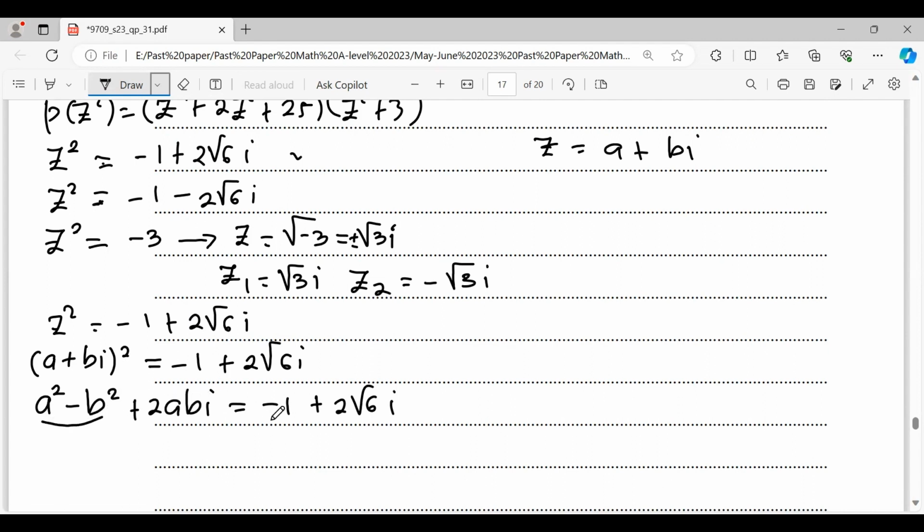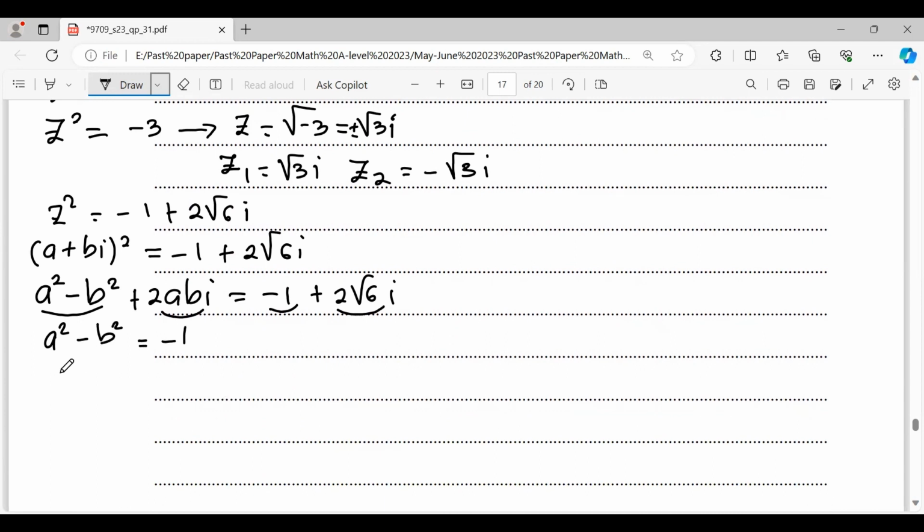a squared minus b squared equals negative 1, and 2abi equals 2 square root 6 i. Dividing both sides by 2 and by i, ab equals square root 6. If ab equals square root 6, it means a equals square root 6 over b.